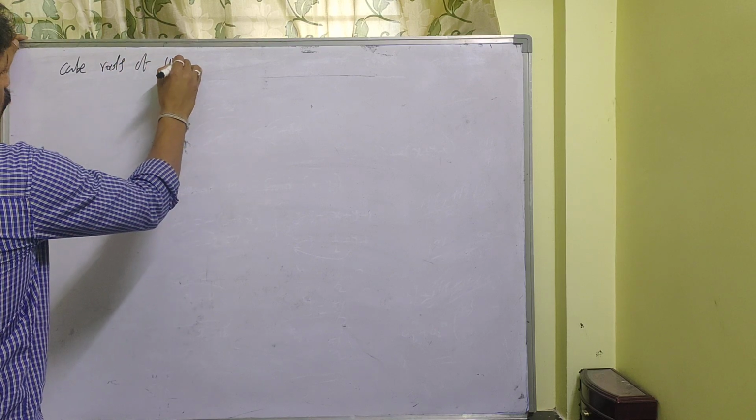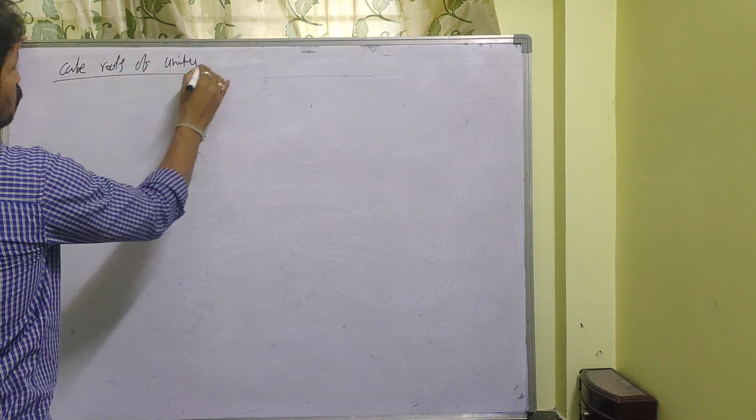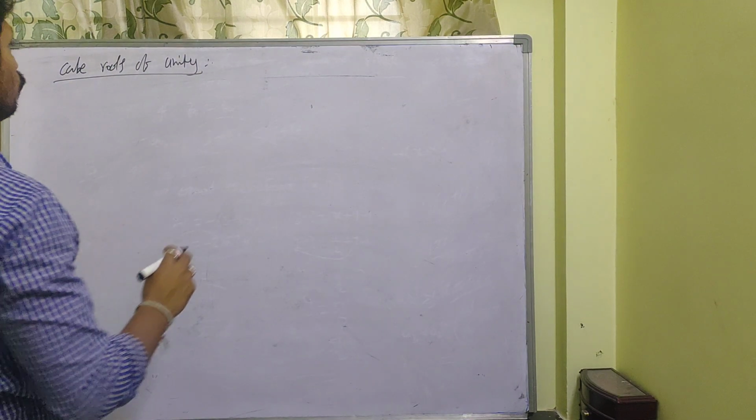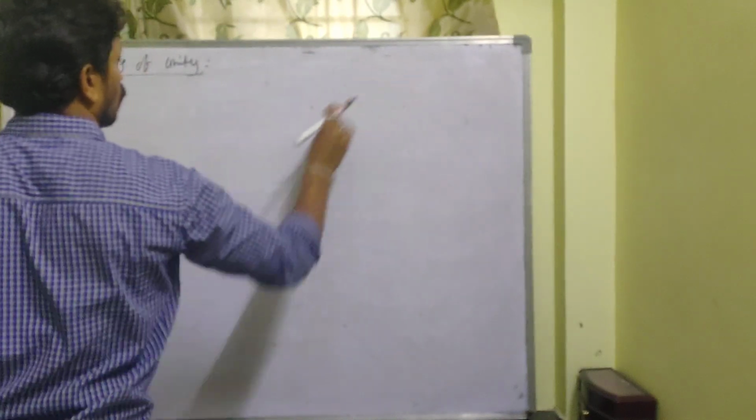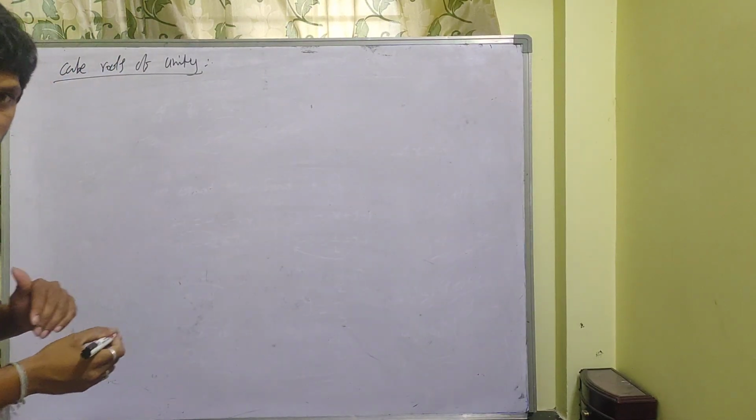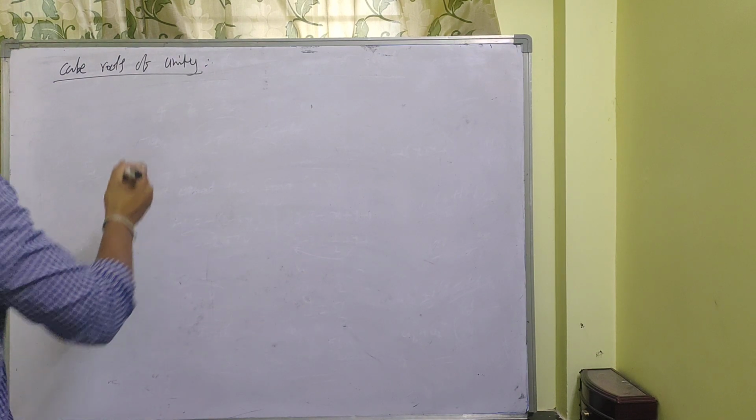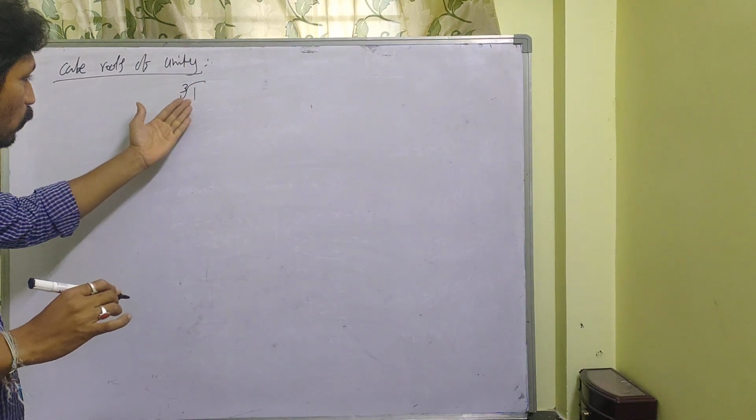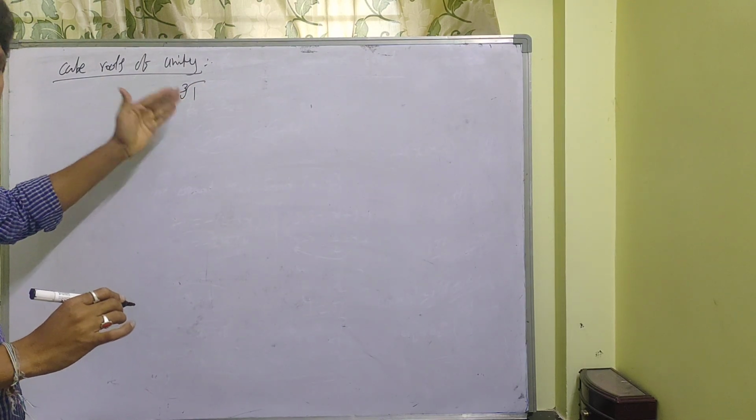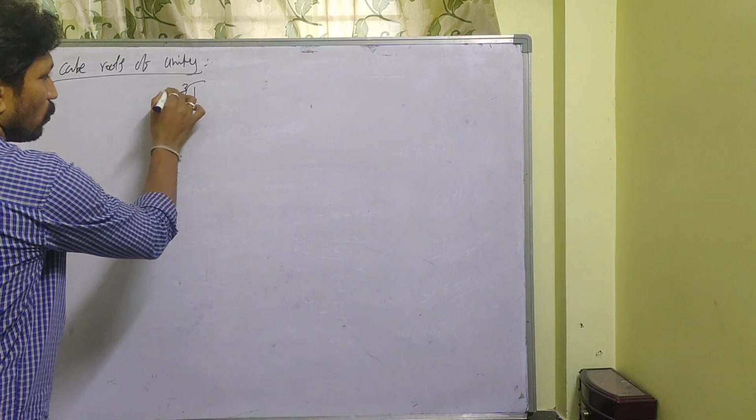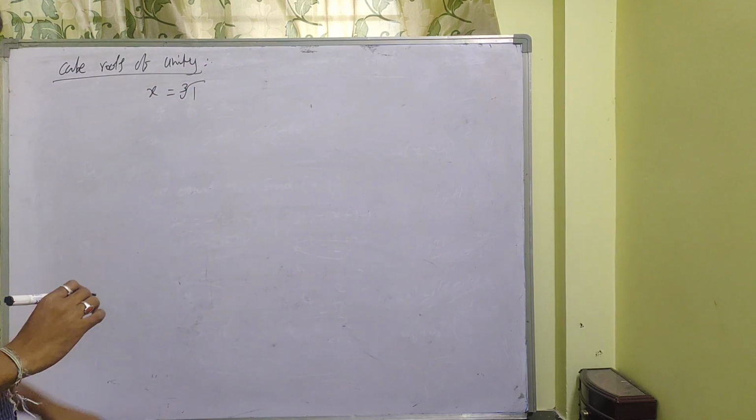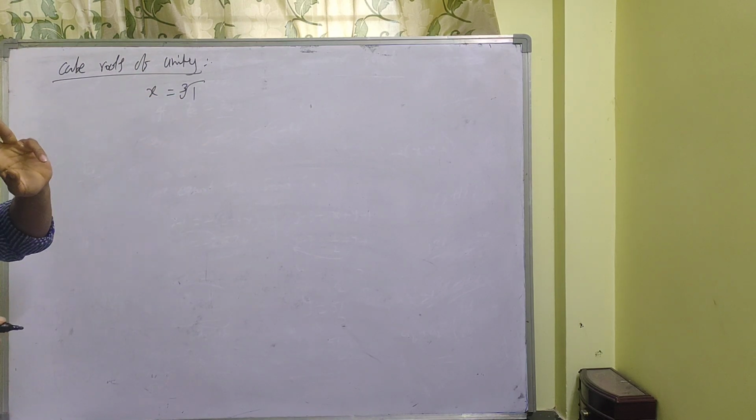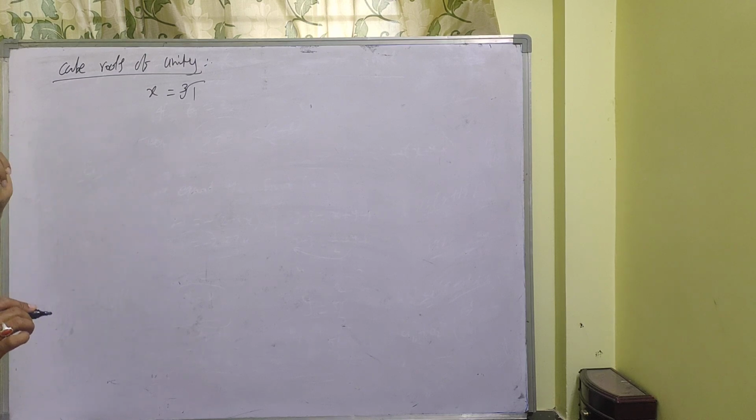Cube roots of unity. I will give some examples also based on this one. This is very, very important. Okay. See here, cube roots of unity means, unity means 1, cube root of 1. When you consider the roots of the cube root of 1, take some x. x is equal to cube root of 1. If you simplify this, you get roots. Those roots are called cube roots of unity.